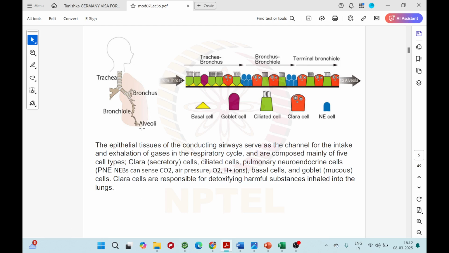And then, what are the cells that are situated here, if we see from the throat towards the alveoli? These are the cells that are present. In the trachea and bronchi, the epithelial tissue of the conducting airway serves as a channel for intake and exhalation of gases in the respiratory cycle, and is composed of mainly 5 types of cell. We have the Clara cells, which are secretory cells.